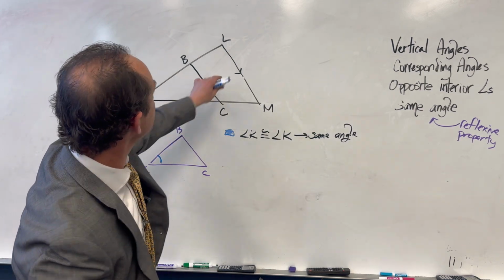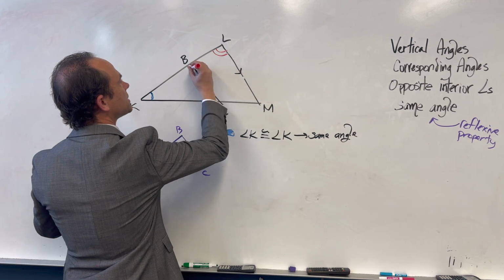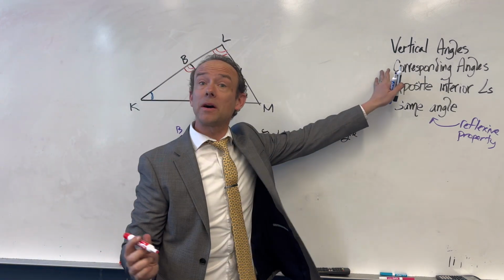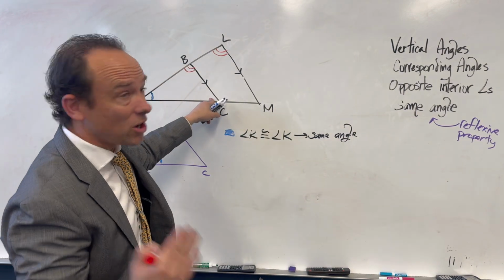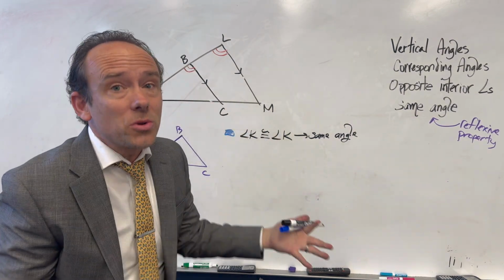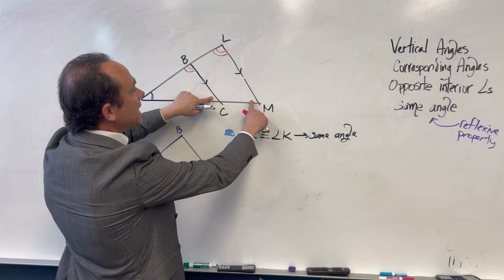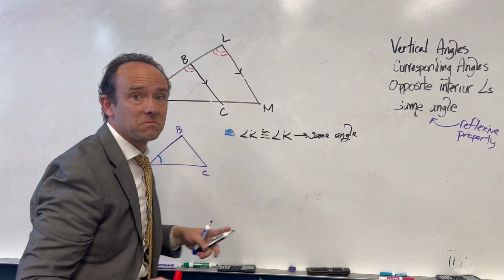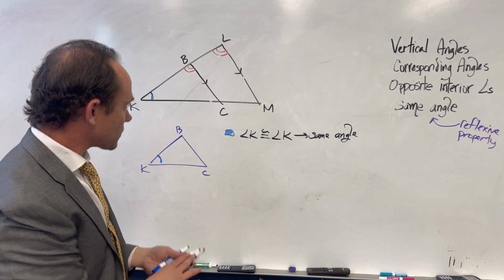All right, we need one more. So here, what I see is this angle is equal to this angle by corresponding angles. Now, it's also true, these two angles are also equal. They're also corresponding angles. So you could use corresponding angles on C and M or B and L. Doesn't matter, either one. I just picked B and L.